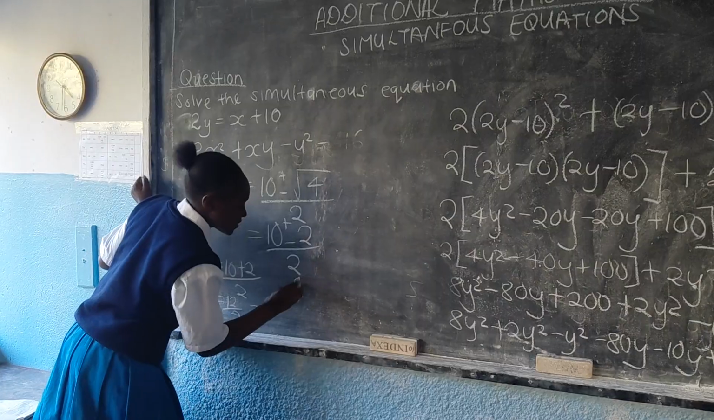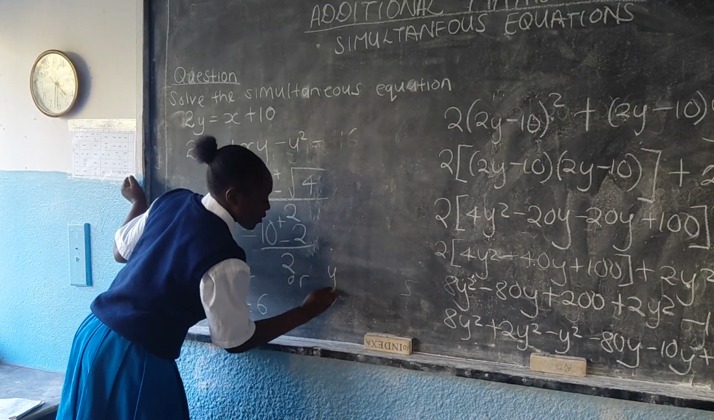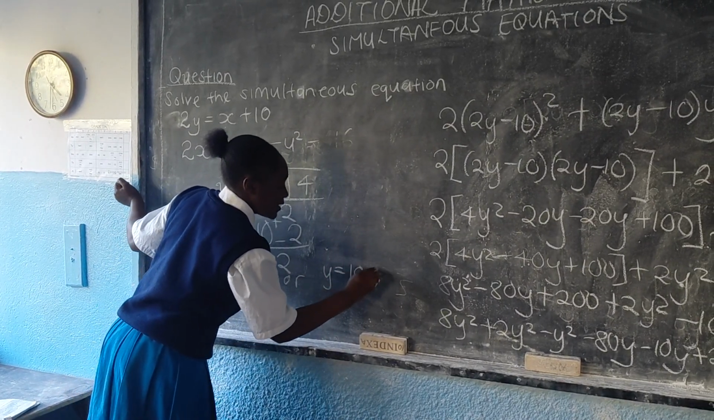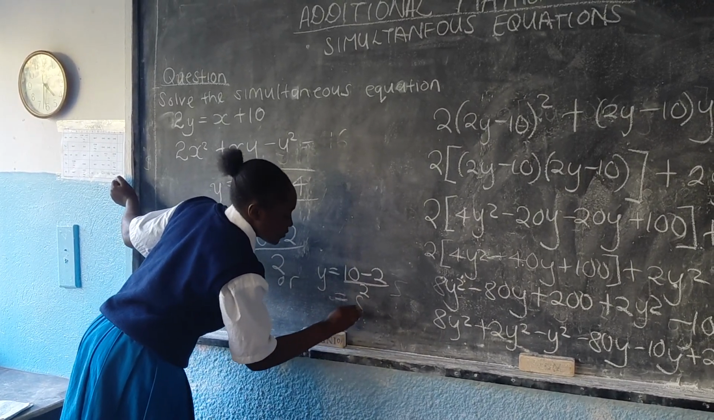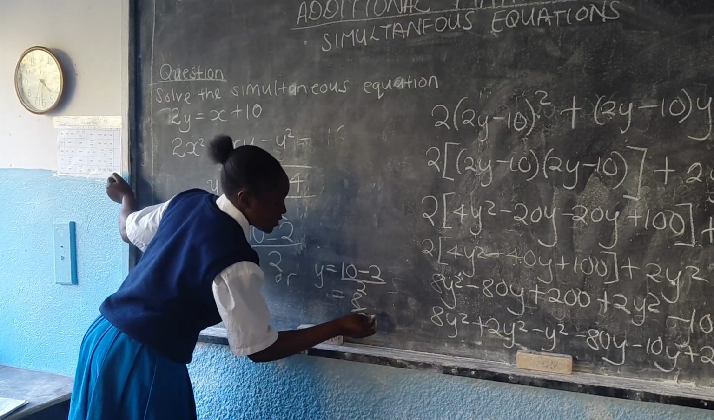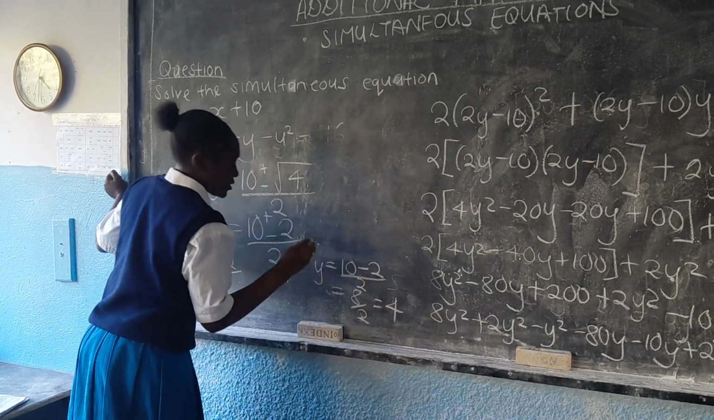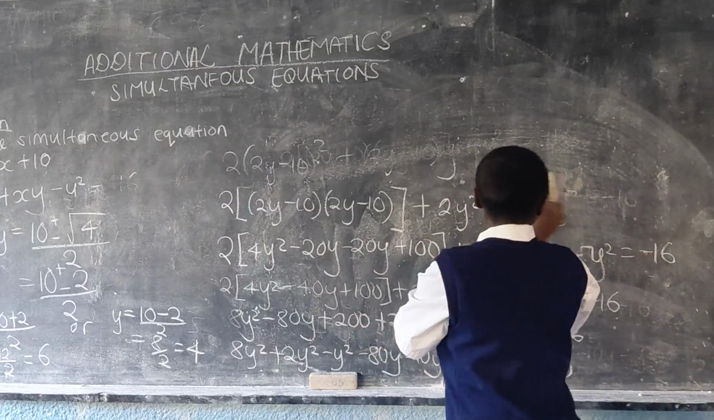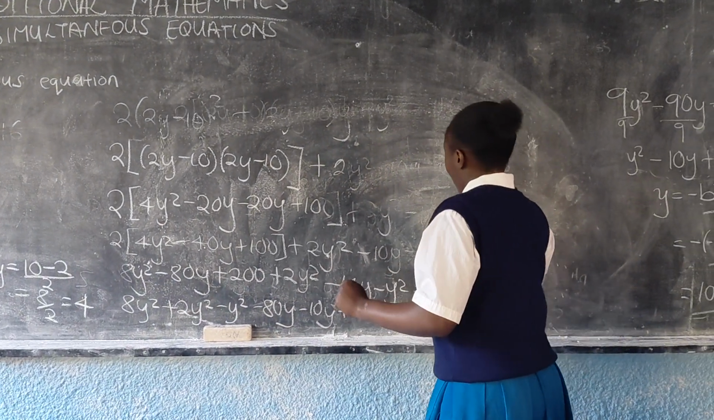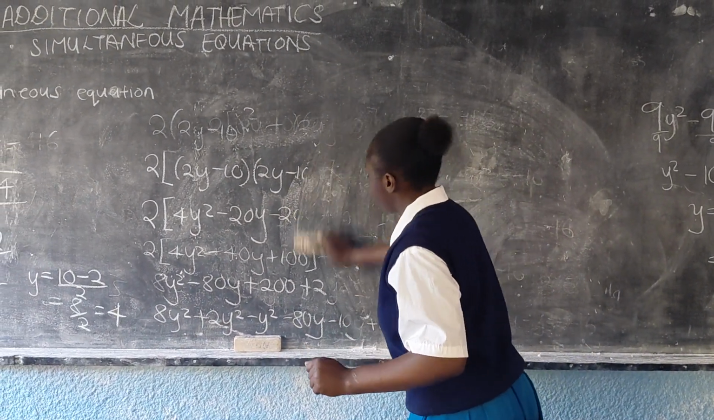Then for the other side, you write y is equal to 10 minus 2 divided by 2. 10 minus 2 will give you 8, and 8 divided by 2 will give you 4, our second value of y. Then, since we found the two values of y, we're also supposed to find the values of x.